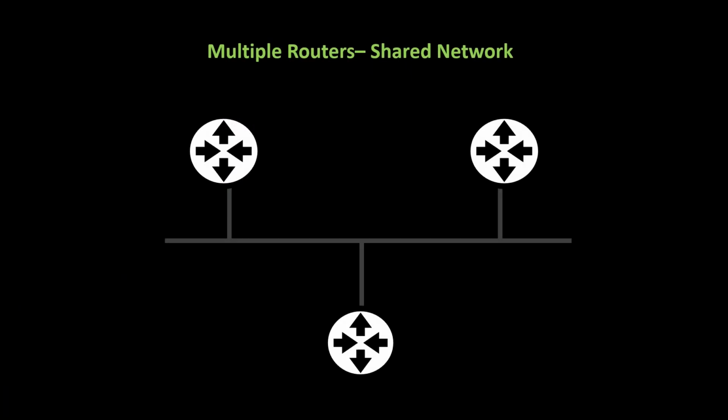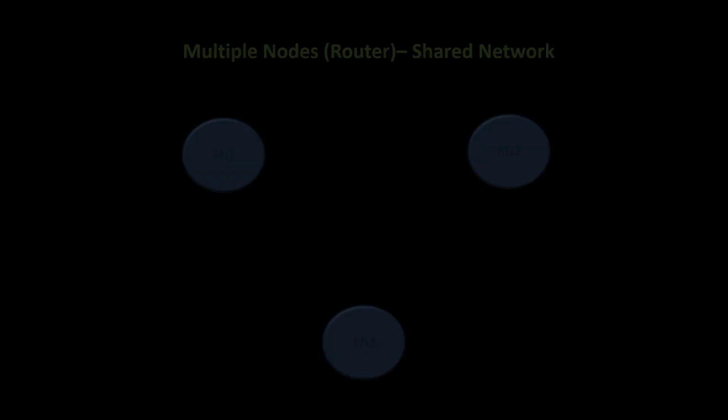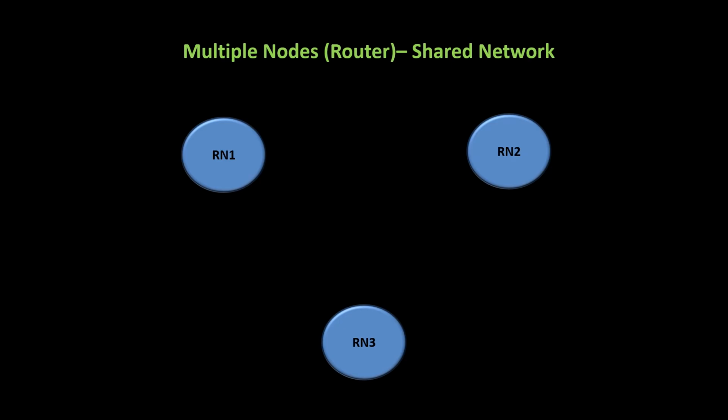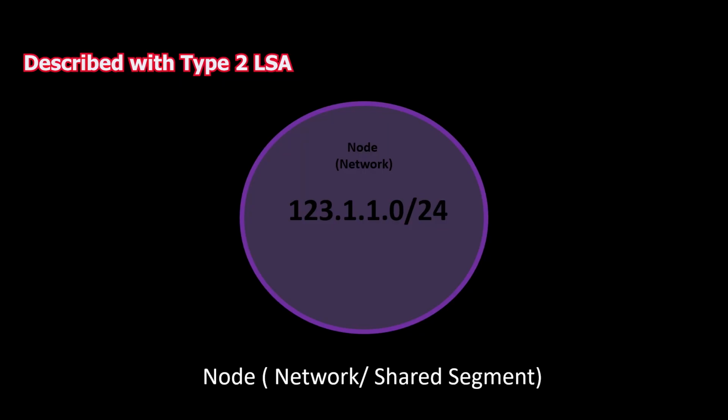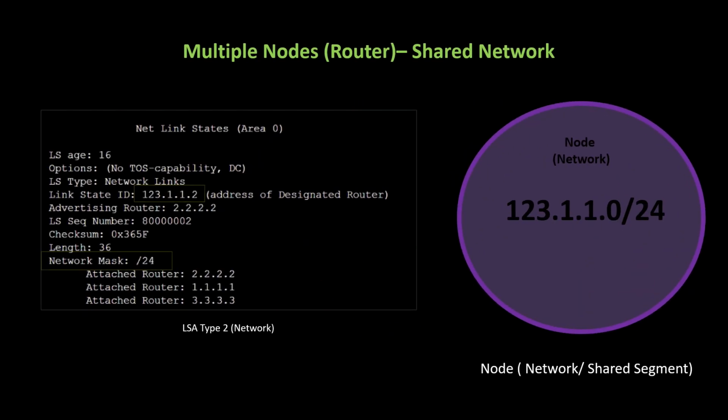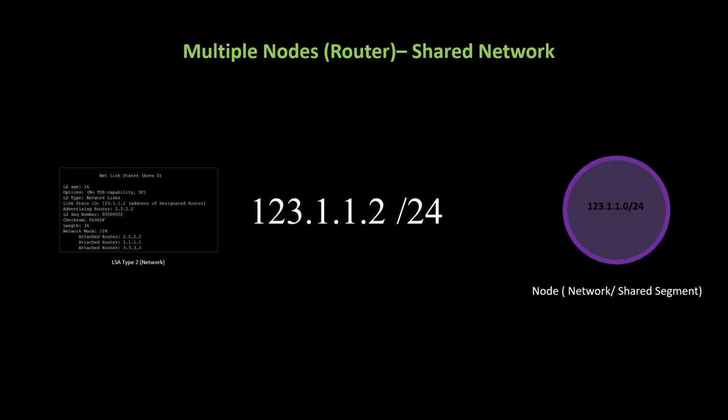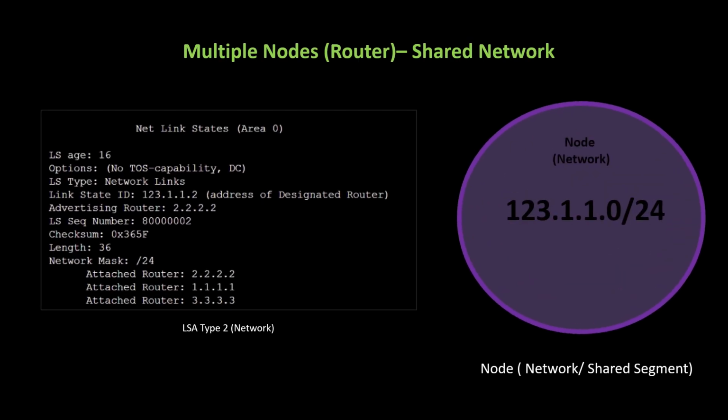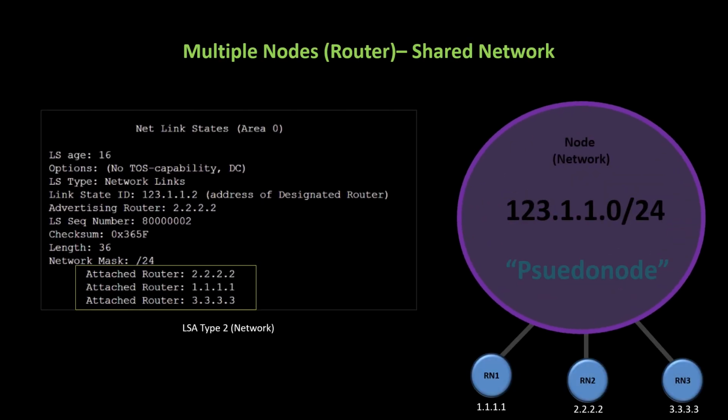SPF understands nodes and edges, but that only allows proper description of point-to-point links. For this reason, another node type had to be defined. This node is called a network node. The network node represents the shared network. The IP of the designated router and the mask reveal the network 123.1.1.0/24. Here are the router IDs of the nodes connected to the pseudonode.